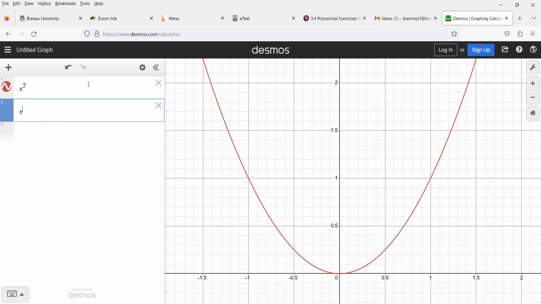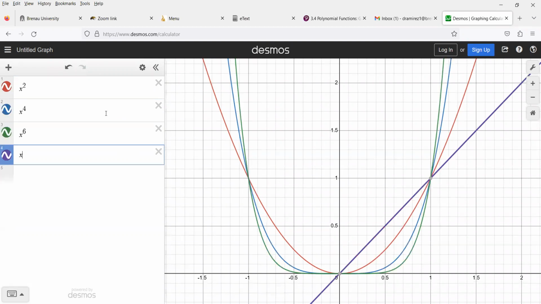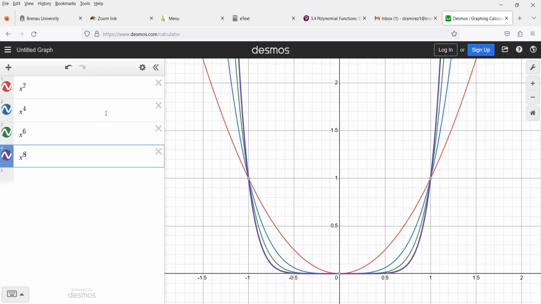Then x to the fourth, the behavior is similar to x squared, but as it approaches the origin, the turn is going to be sharper, and it becomes flatter as it approaches the origin. That pattern continues as the value of n increases. And they all have 3 points in common: (-1, 1), (0, 0), and (1, 1).